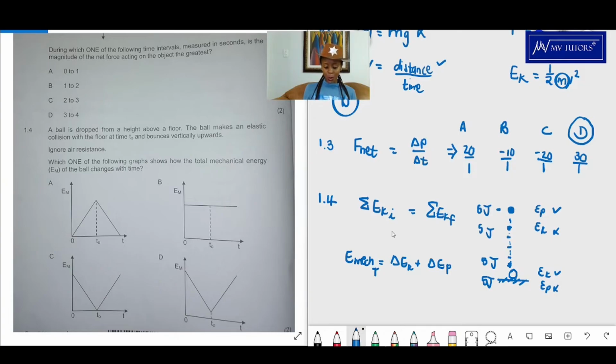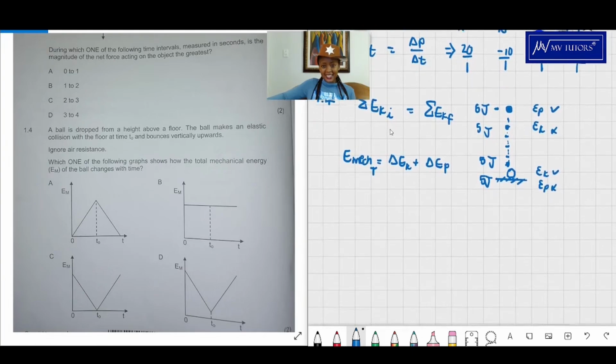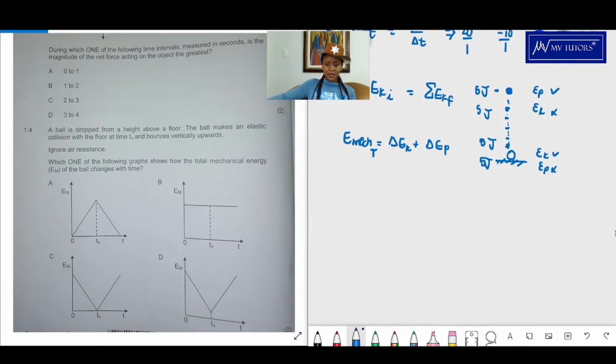Okay, I really hope you got it. So in this case, if you look at the graphs there, it would be B. Let's just take it a bit up. Just looking at the graphs, I won't even bother investigating the others. I'm just looking for the one that's constant because the total mechanical energy is constant. Okay, so we would go for B.